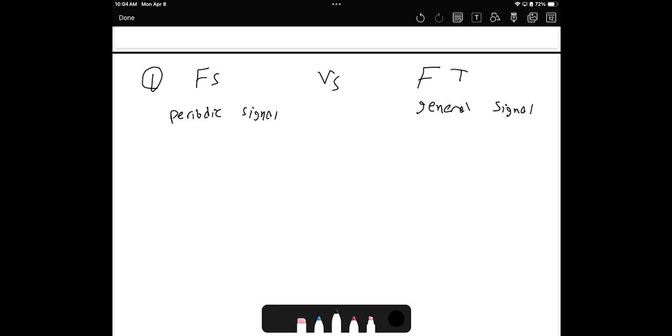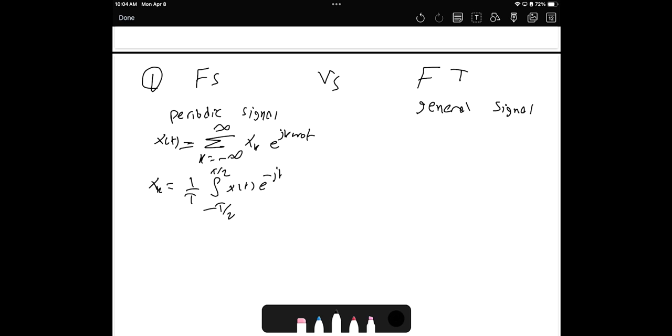The equation that we use for Fourier series, assuming the exponential form: x of t equals the sum for k from negative infinity to infinity of x sub k e to the power j k omega naught t. How do we find x sub k? The Fourier coefficient x sub k is 1 over T times the integral from negative T over 2 to T over 2 of x of t e to the power negative j k omega naught t. That's what we did in the exponential term, and most likely it will be the most commonly used.